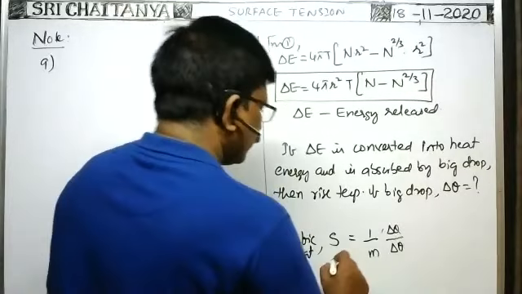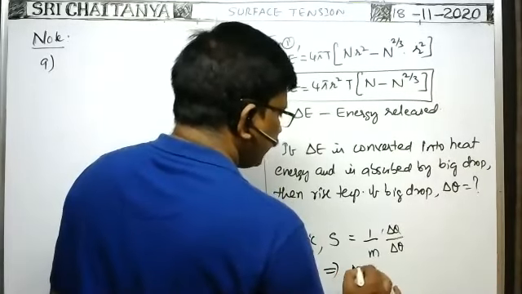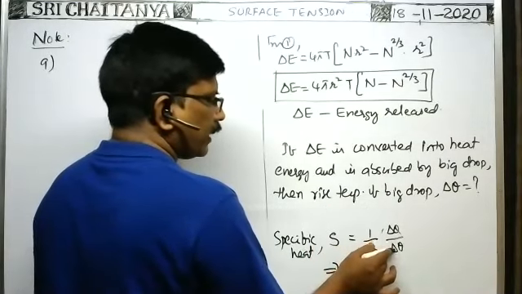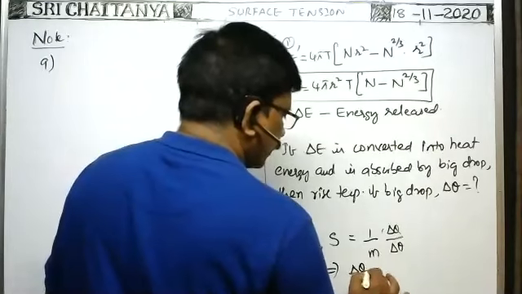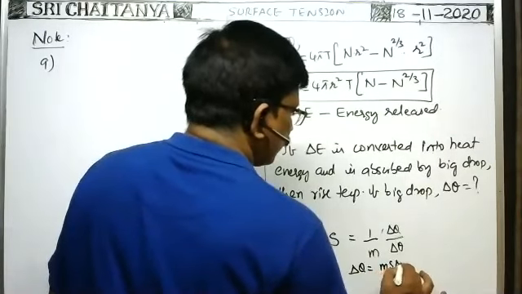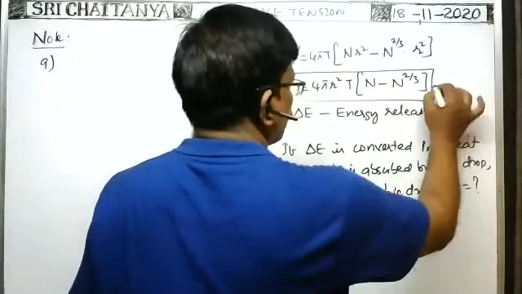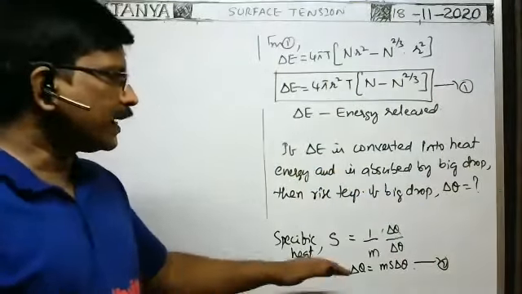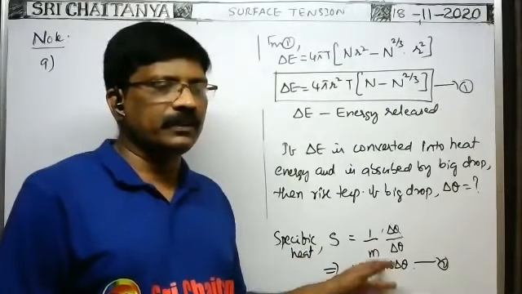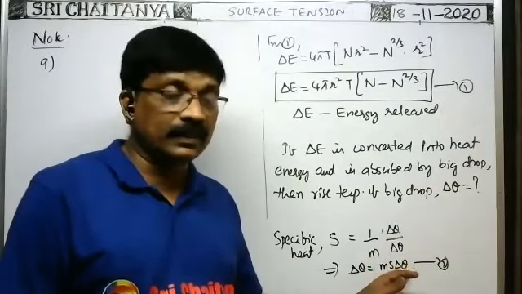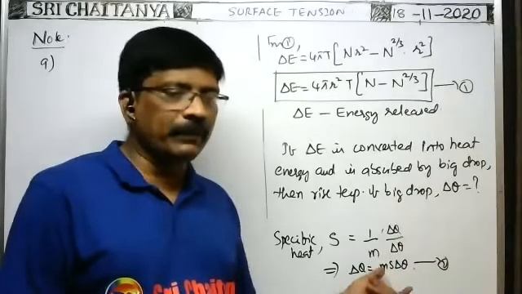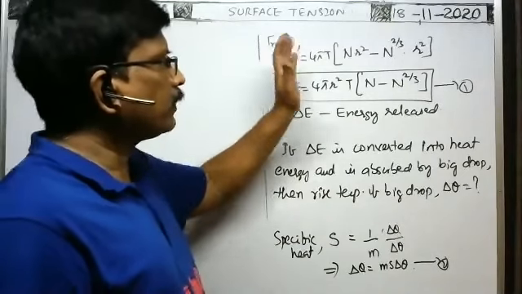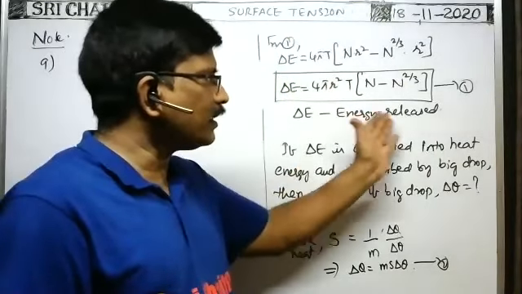Okay. Therefore, the amount of heat energy absorbed by the given substance of mass m to raise the temperature by delta theta is delta Q equal to ms delta theta. So this is equation 2. So the amount of heat energy required to raise the temperature of m mass of the substance by delta theta temperature is equal to ms delta theta. So here, when identical droplets merge together to form the big drop, energy lost or energy released is this one.